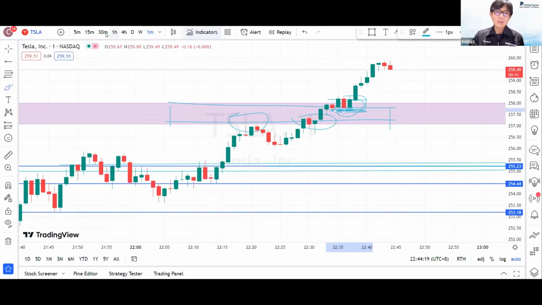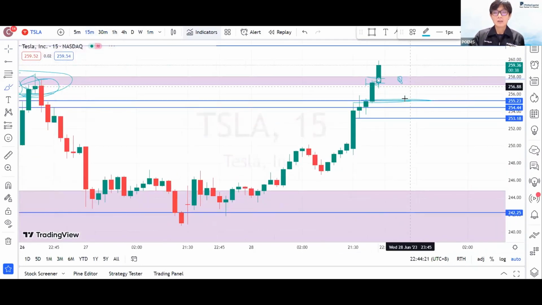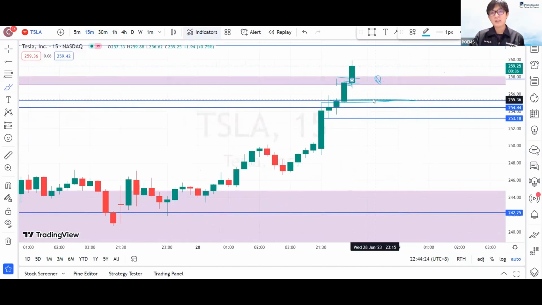Okay, so I don't know if today we might be able to see it on Tesla. Because the 50-minute candle is going to close in 1 minute, right? So if this candle is going to close bullish, which we anticipate, what I want to see is price rejecting off this 257 area.